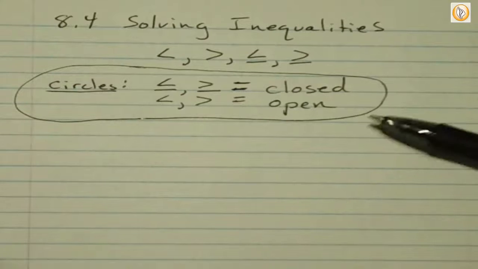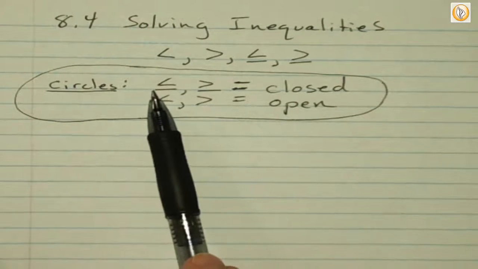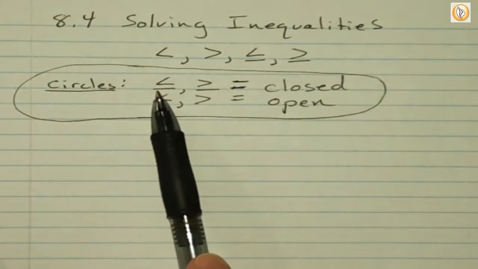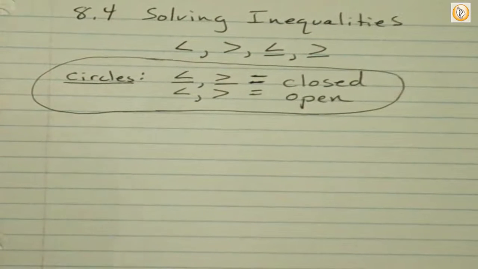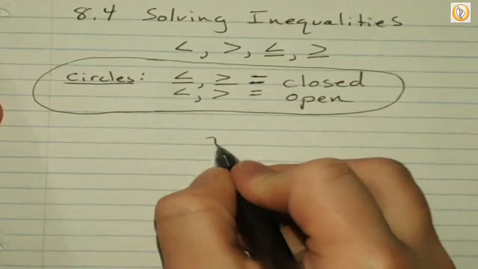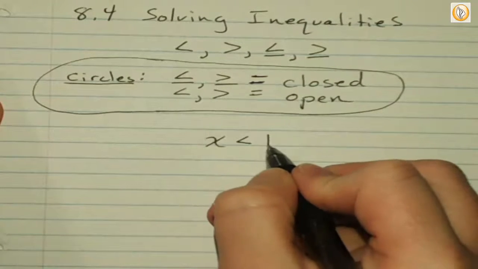And the way you can remember closed: this means it includes the number, less than or equal to. So you're including it. So it's closed. You know what I'm saying? It's closed. I just remember it as it's closed off.